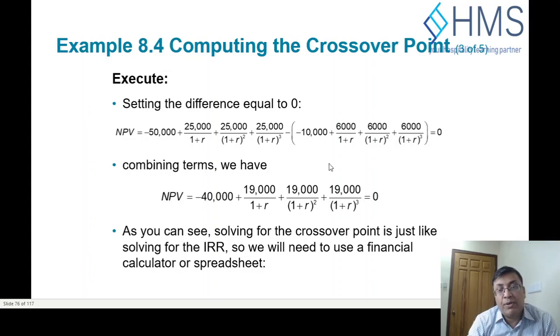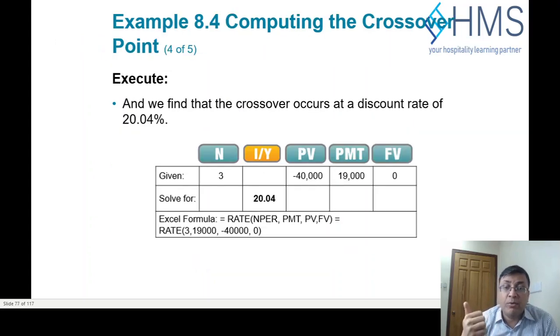Now the equation you will see seems the same as your IRR. So here you will solve it for IRR. You have already learned how to calculate the IRR. So if you calculate this, the IRR will come to 20%, right? 20.04%, which we saw in the NPV graph as well.